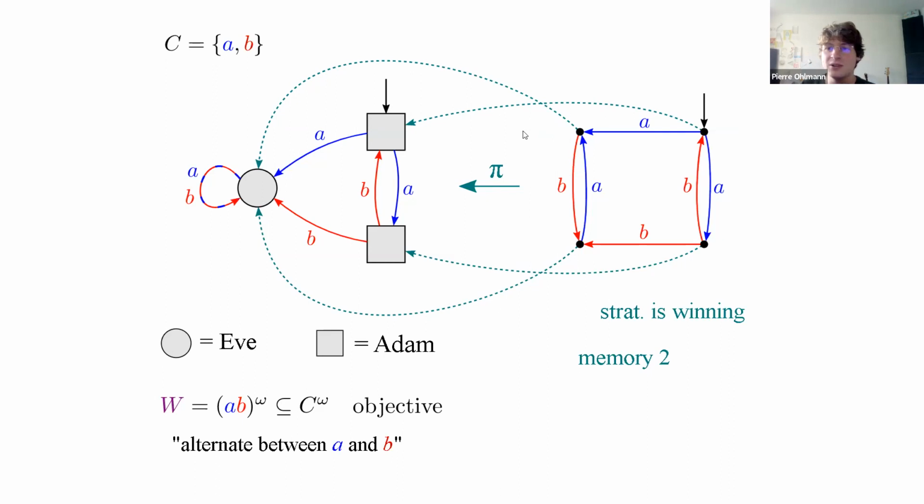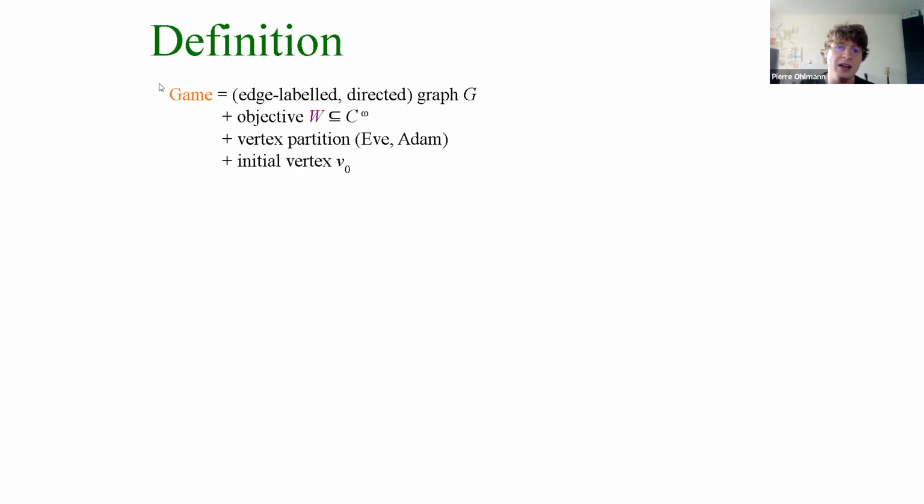Okay, so that's, and we're going to now play around with this. But first, let me just give a formal definition. So a game is a directed graph with there's some.